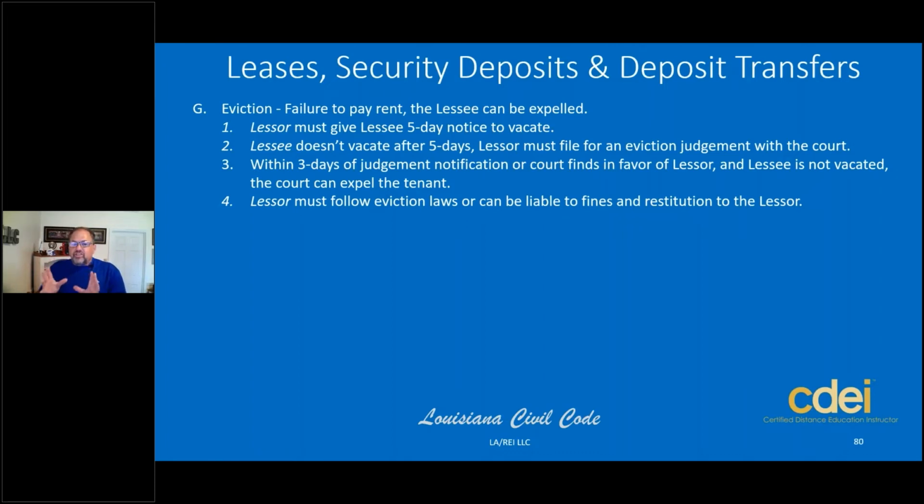Now you have to stay in tune and stay within the confinements of the Civil Code on eviction. Otherwise, you're going to be liable as a landlord. You can be liable for fines and restitutions to the lessee.